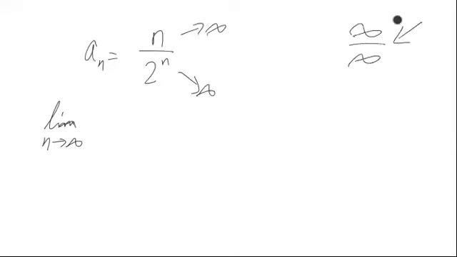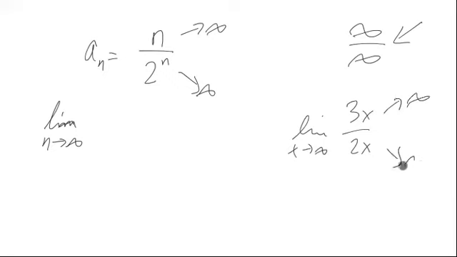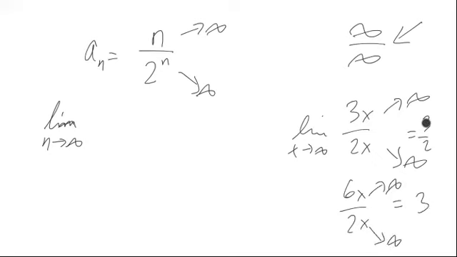This is an uncalculable form, meaning we don't know what it is. For instance, if you have 3x over 2x and take a limit as x goes to infinity, the top goes to infinity, the bottom goes to infinity, yet the limit is 3/2. Well, if we just change this to 6x over 2x, the limit will actually be 3, even though the top goes to infinity, the bottom goes to infinity. It's undeterminable. There are many things that have an infinity over infinity that have various different limits.